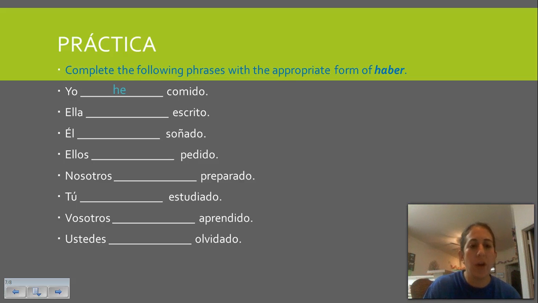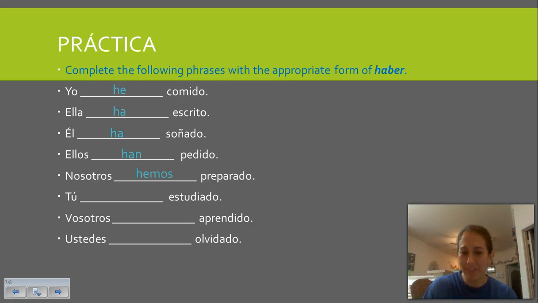Number 1, you should have said yo he comido, right? Because remember, our conjugation of haber is going to agree with our subject. Ella ha escrito. And remember, we don't have to worry about any of that agreement with our past participle, escrito, because it's functioning as a verb. And él ha soñado, going to be the same because, again, our subject is on the same conjugation. Ellos han perdido, they have lost.